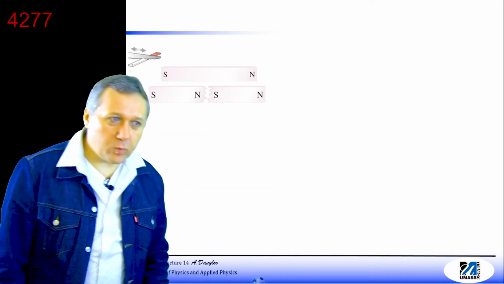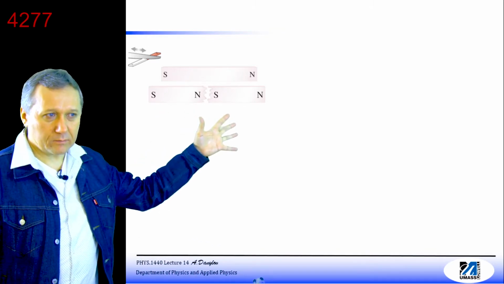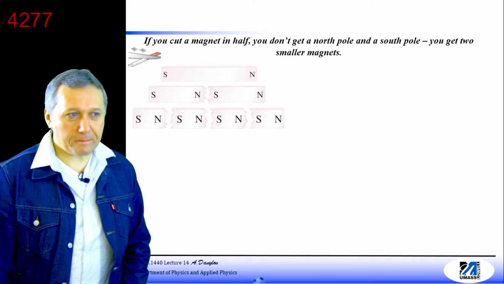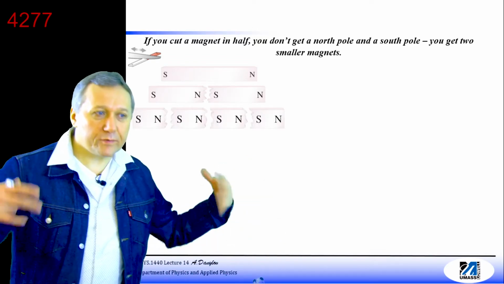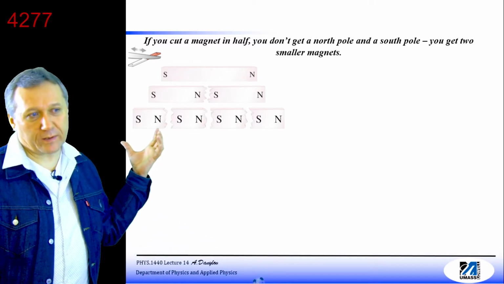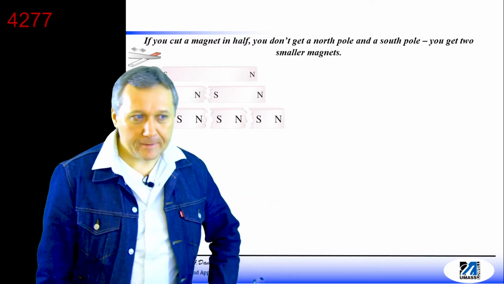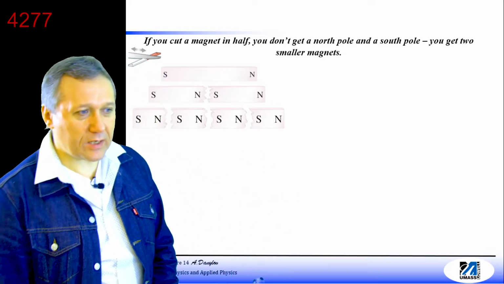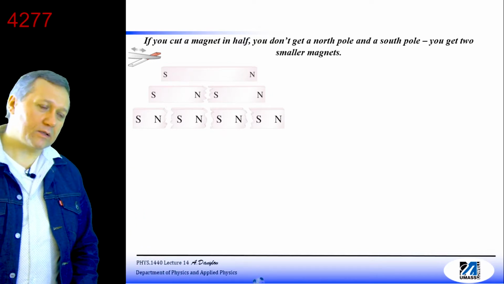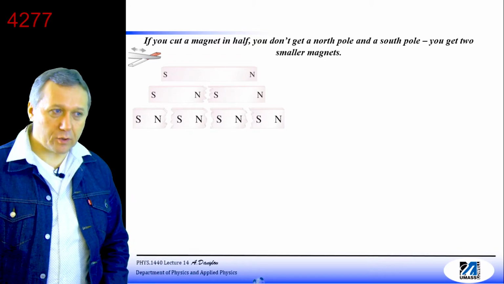Okay, if you break it one more time, both of these magnets, this one and that one, again, you will end up with a larger number of smaller magnets. And again, all of them are going to be full magnets, having both poles, south, north, and south, north, right? It doesn't matter how many times you break this magnet, you will never get separately a south pole and separately a north pole. They don't exist.